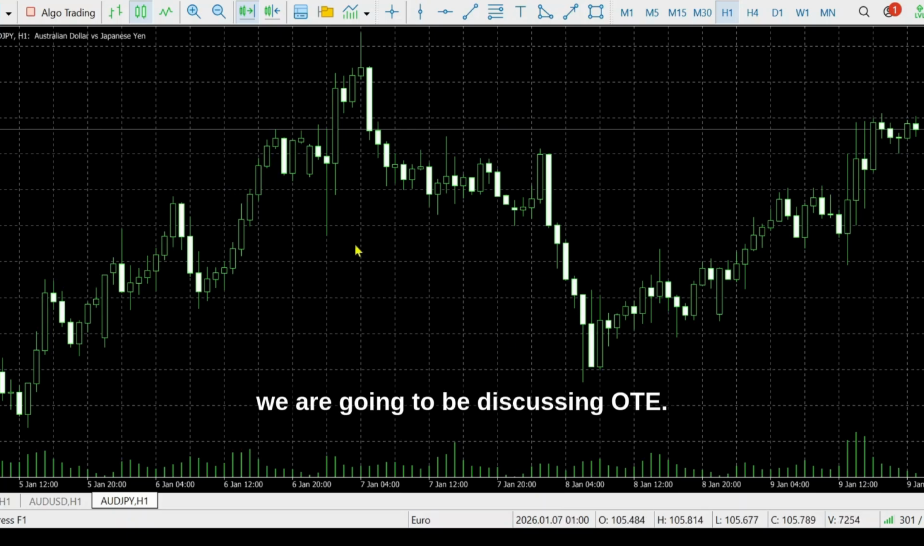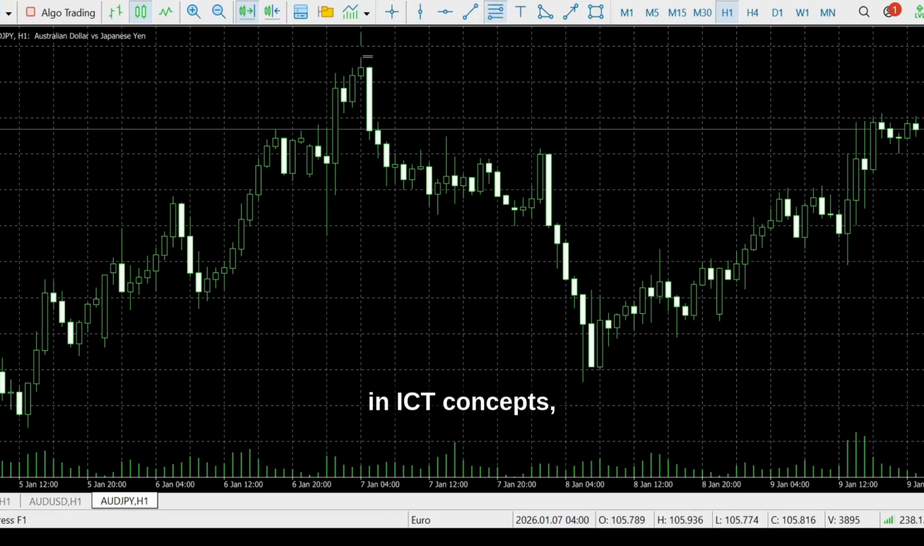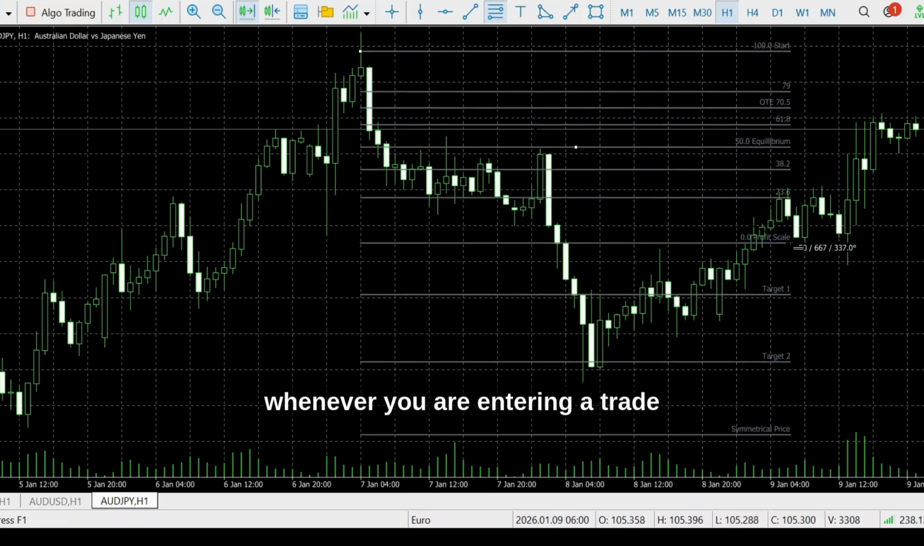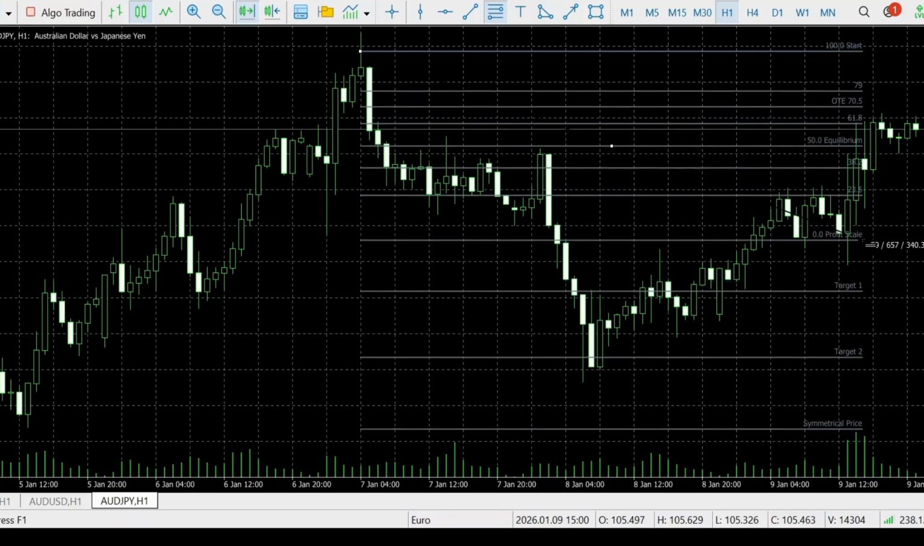Today we are going to be discussing OTE. OTE means optimal trade entry. Optimal trade entry means that you are trying to enter the market at a discount or premium price. So in ICT concepts, whenever you are entering a trade below or above the 50% equilibrium region, you are entering at a discount level or a premium level.